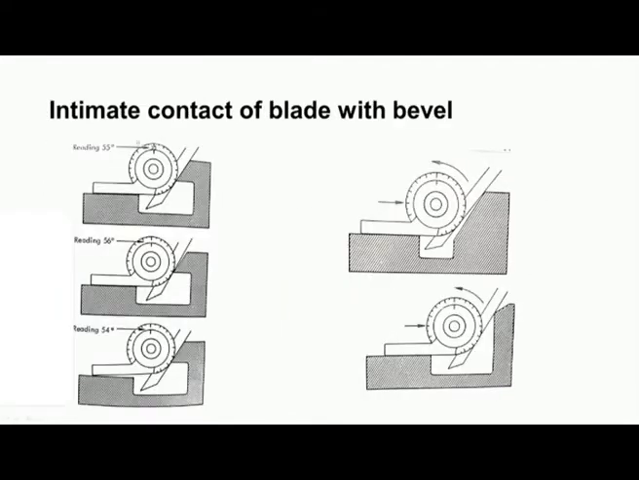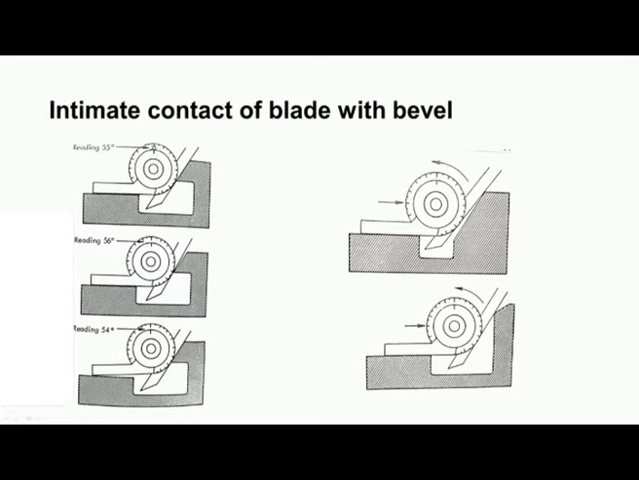Now, another important thing when we use a protractor is that there should be intimate contact between the blade and the beveled surfaces. You can see here this is the sliding blade, and this is the blade which is fixed to the body. The surface of the fixed blade and the sliding blade should contact the surface of the workpiece intimately, then only the proper reading can be taken.